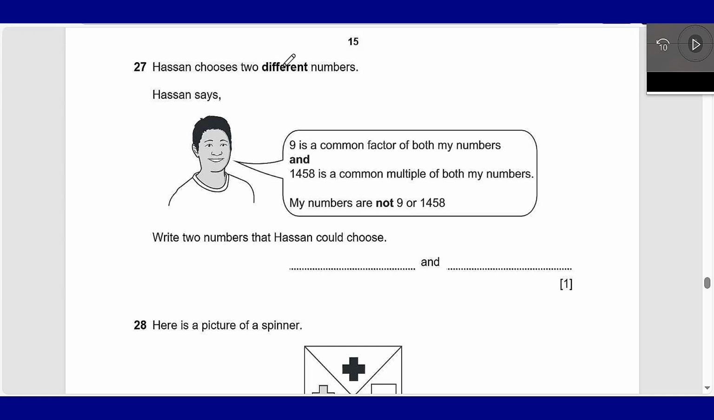Hassan chooses two different numbers. Hassan says 9 is a common factor of both my numbers and 1458 is a common multiple of both my numbers. My numbers are not 9 or 1458. Write two numbers that Hassan could choose. Alright? Okay, timer is on, so try to find out the answer guys.